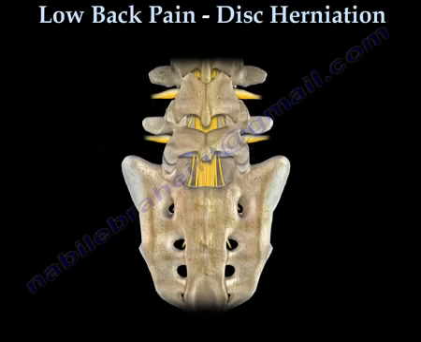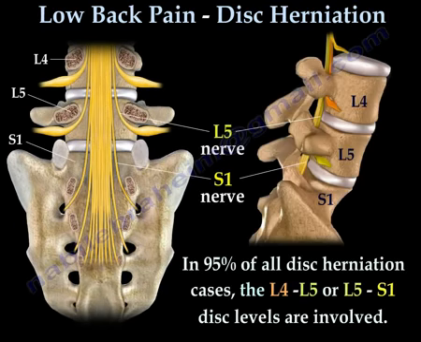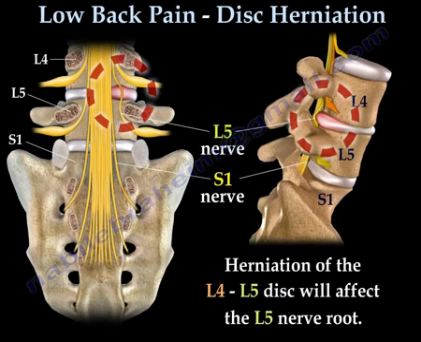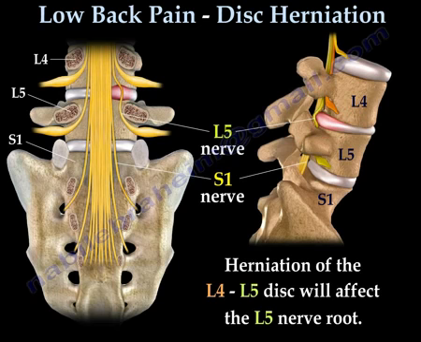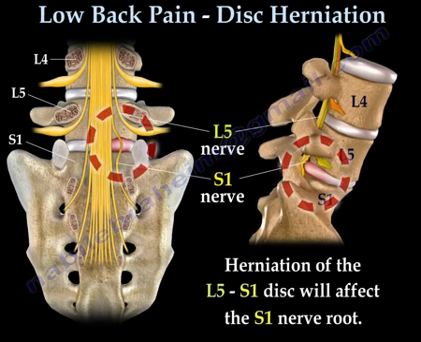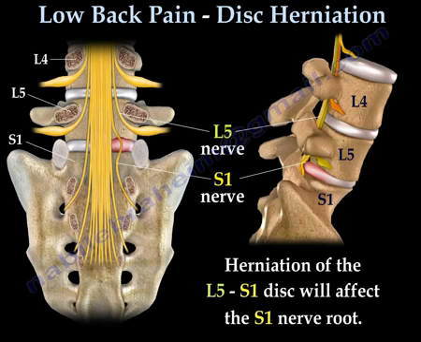In about 95% of all disc herniation cases, the L4-L5 or L5-S1 disc levels are involved. Herniation of the L4-L5 disc will affect the L5 nerve root. Herniation of the L5-S1 disc will affect the S1 nerve root.